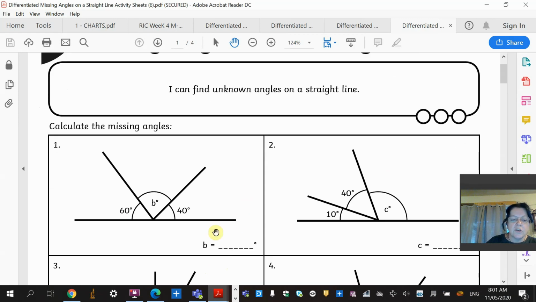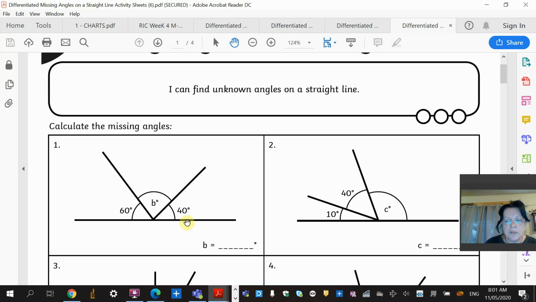Okay, so we know that a straight line's 180 degrees. A full circle is 360 degrees, which is 2 halves, 180 plus 180. So when we want to work out what B is, and you can use a calculator for these, and I will be using a calculator in class, you add these two, 60 and 40 is 100, and then you take 100 away from 180, and we can do that now. That's 80 degrees, so B is 80 degrees.